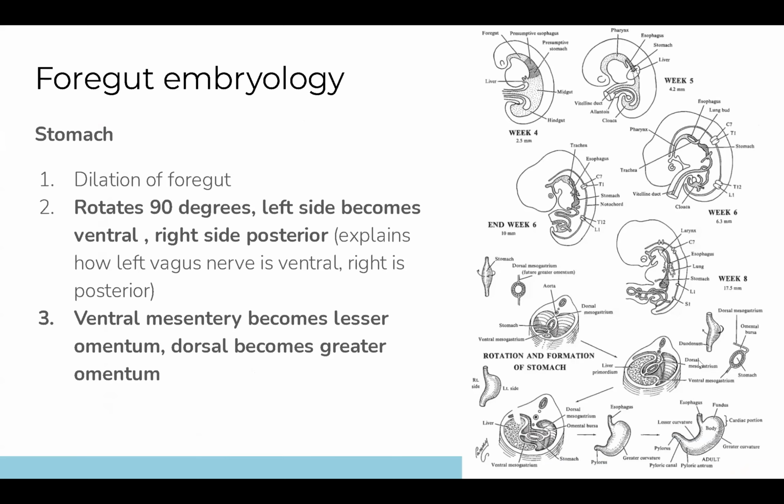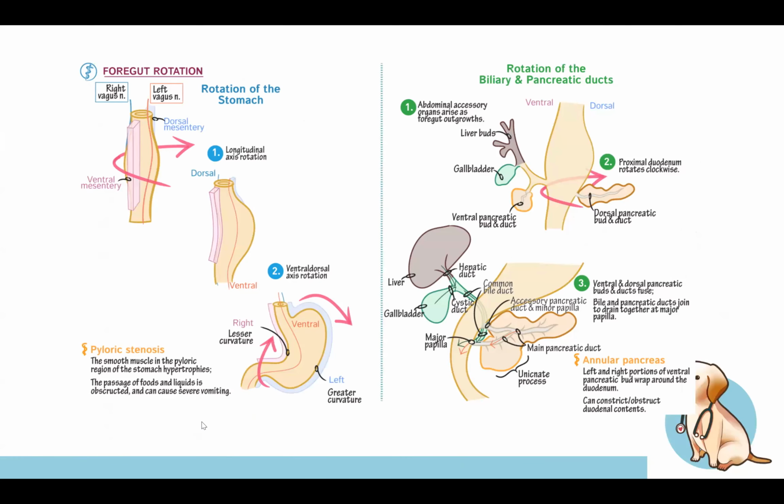But if you have a look here, this is a better picture. Again, it's just dilated out. This pink thing is just demonstrating the rotation. You can see how it starts off this way and then ends up at a 90-degree angle in the mature form. It rotates around its longitudinal axis, 90 degrees. It also rotates down its ventral dorsal axis. Essentially all it means is that the greater curvature of the stomach just ends up a little bit lower. You can see how it's going down and out.